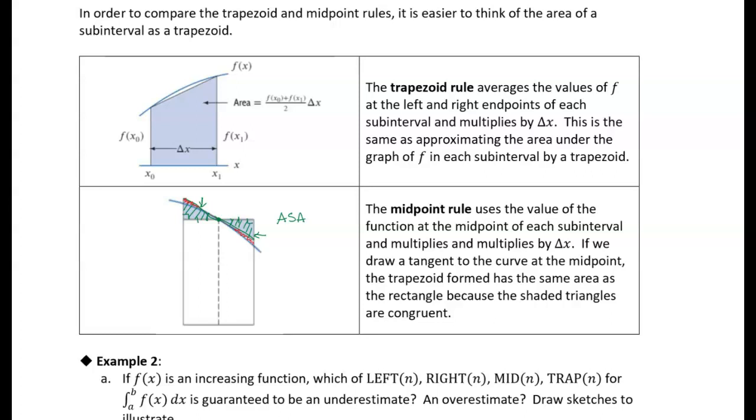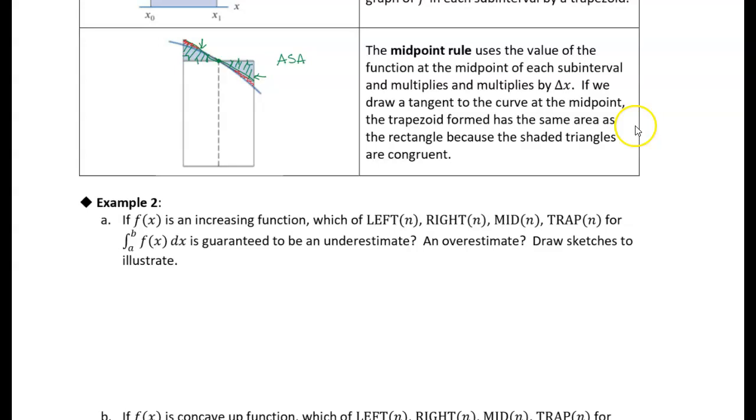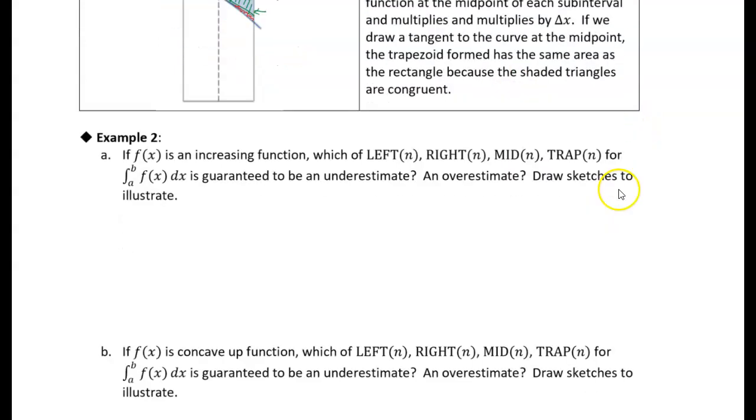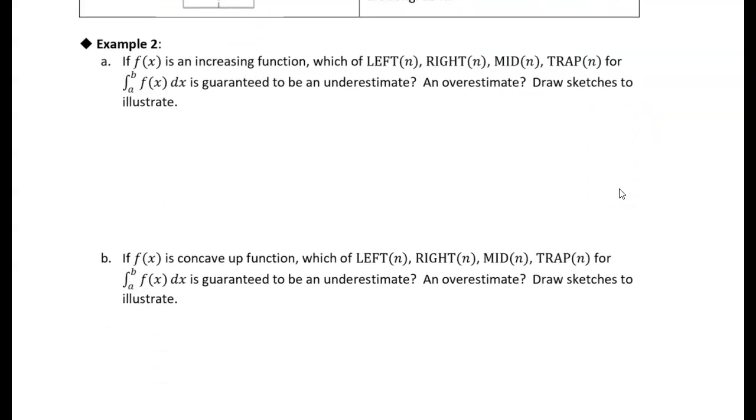All right, so let's take a look at example 2. In example 2, what we're doing is trying to evaluate the left, the right, and the mid and the trap rules, and determine whether these give us an underestimate or an overestimate. Okay. So I'm going to stop because I need to draw some pictures, and I don't want to make you watch me draw pictures, and then we'll talk about this some more.